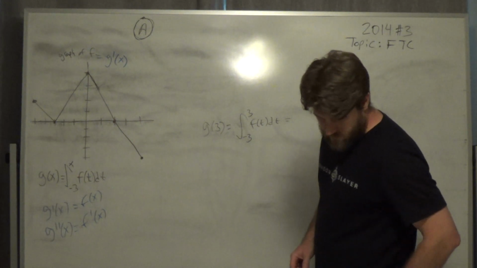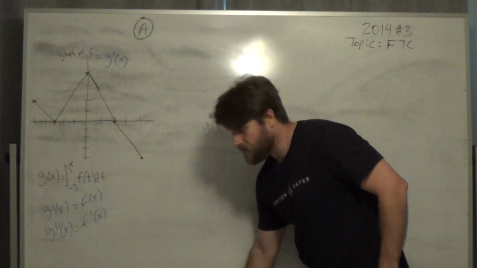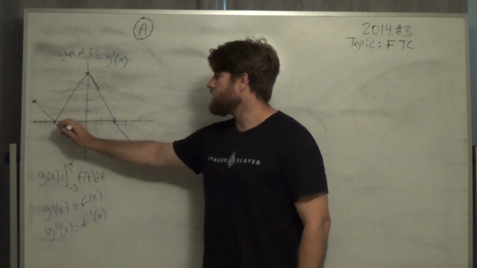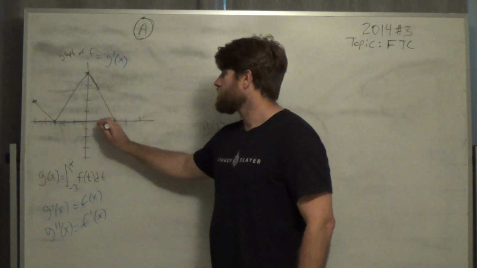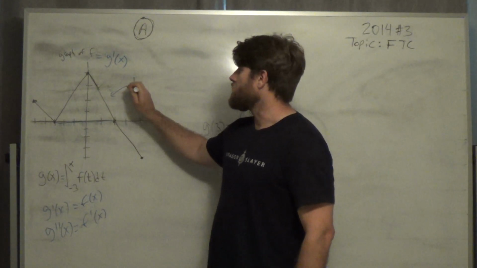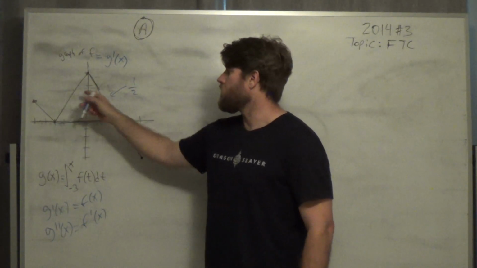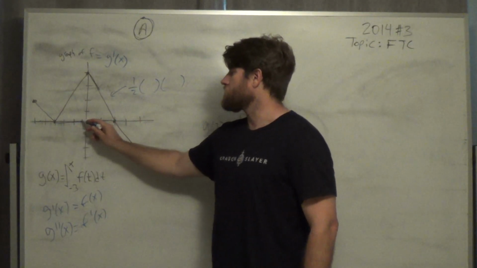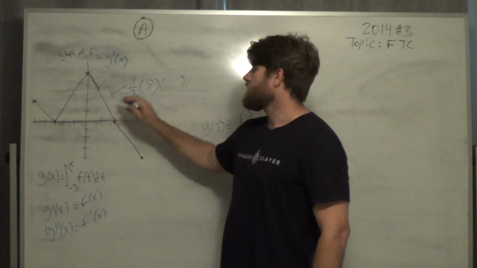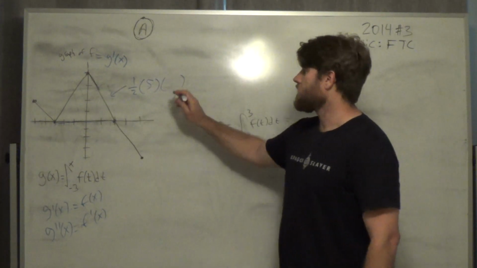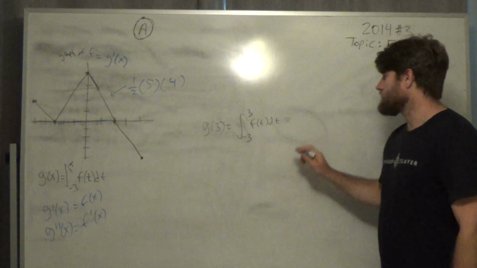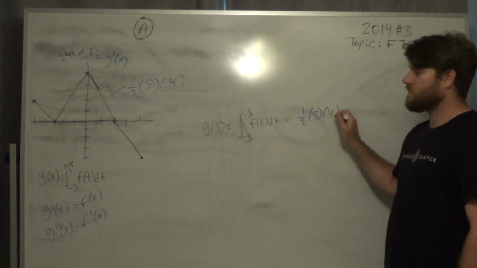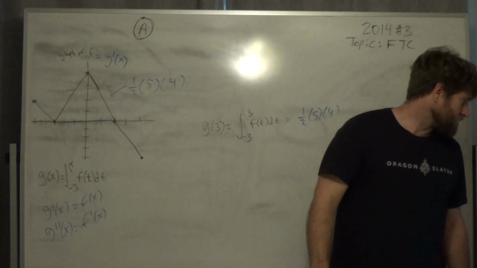So to find the area from -3 to 3, I'm going to start here with this big triangle. And this big triangle, the huge triangle, has an area of 1/2 base times height. And the base is 1, 2, 3, 4, 5. And the height is 1, 2, 3, 4. Now remember, we don't need to simplify this. But 1/2 times 5 times 4, that's the area of that first piece.